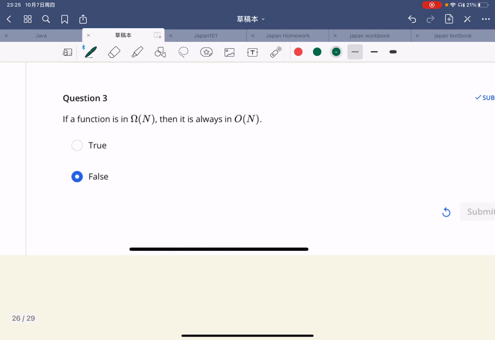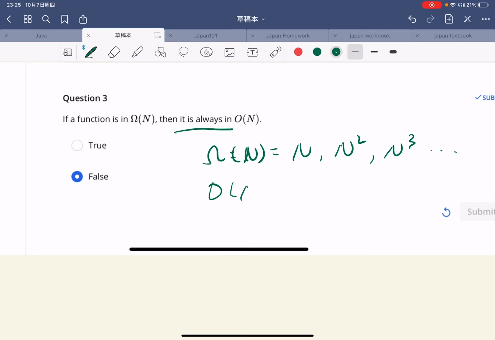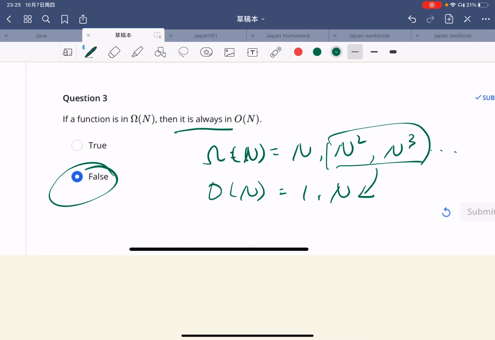Okay, so for the third one, if a function is in omega n, then it is always in big O of n. It is actually false because omega n represents n and squared and cubed and so on. But big O of n only represents 1 and n, so I can see that some are not in big O of n, so I chose false.